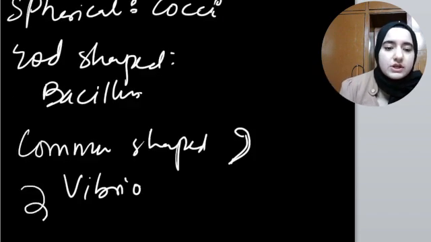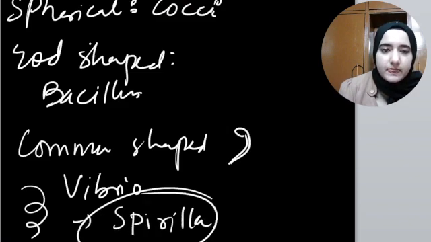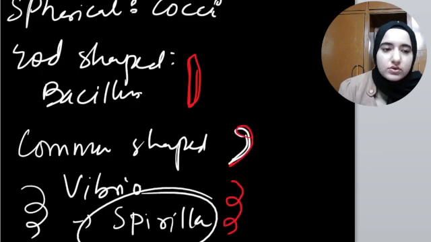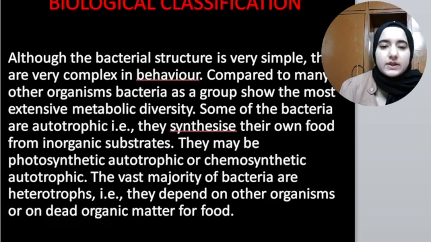We have spiral shaped like this. The example is spirillum. Spherical, they are like this, round, not exactly round. Rod shaped like this, comma shaped like this, spiral like this, okay? So on the basis of shapes we have so many bacteria, right?